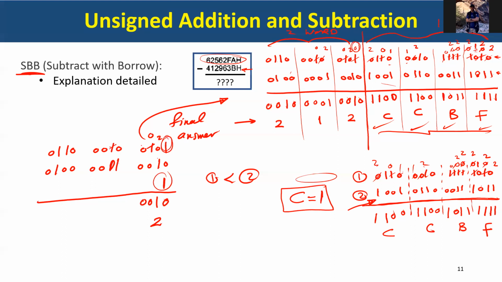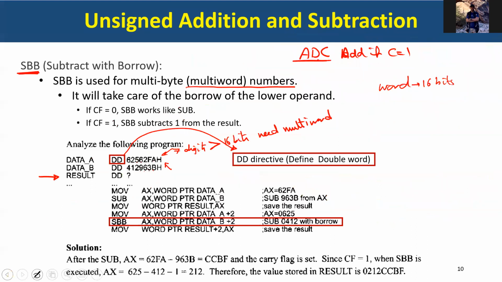0 minus 1 can't happen, so we're gonna borrow that guy. This guy will be 2. 2 minus 1 is 1. Then 0, 0, 0. This is 1. Then 0 minus 0 is 0. 1 minus 0 is 1. 1 minus 1 is 0. 0 minus 0 is 0. This is 2. This is the last. That's basically the idea behind the use of subtract with borrow. Let's check the code now.